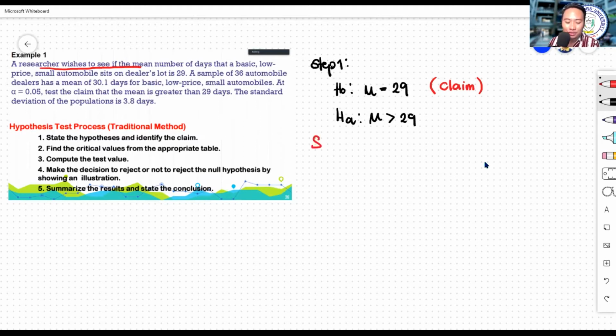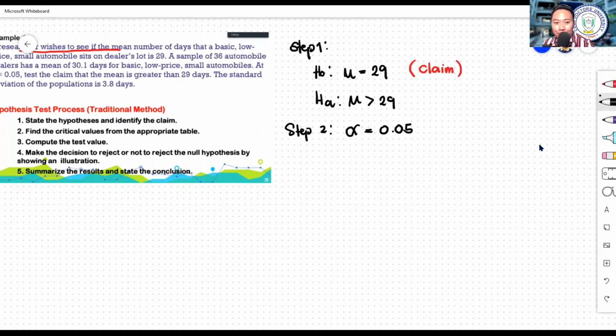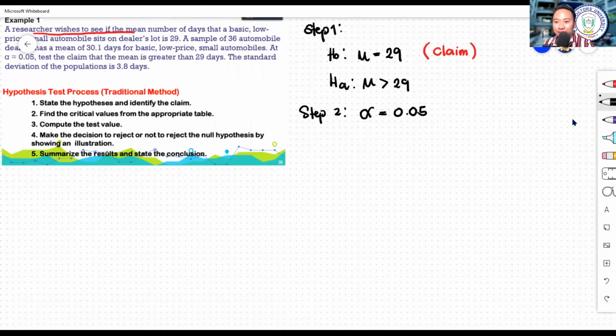Step 2. Sorry, wrong color. Step 2. Find the critical values from the appropriate table. Okay, so this is where we're going to use the Z table. So the alpha, guys, is 0.05. Agree? It's given in the problem.